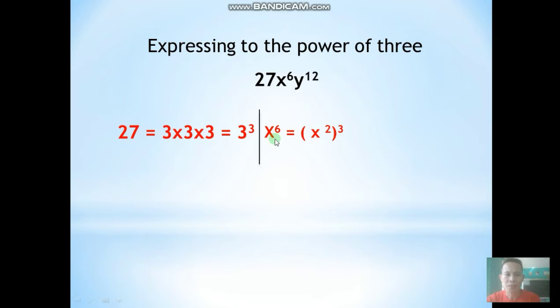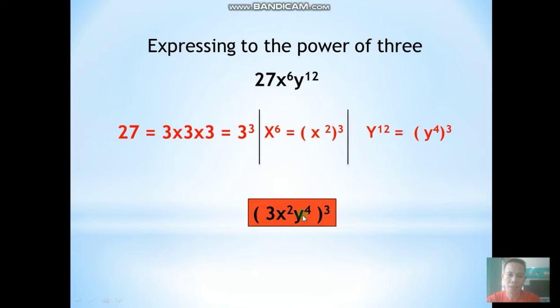Then x raised to 6 is the quantity x raised to 2, raised to 3, meaning the base x squared is multiplied 3 times by itself. Then y raised to 12 can be expressed as the quantity y raised to 4, raised to 3, meaning the base y raised to 4 is multiplied by itself 3 times. So we have the 3 bases, and putting them together, this is now the exponential form with the power of 3 of the given expression.